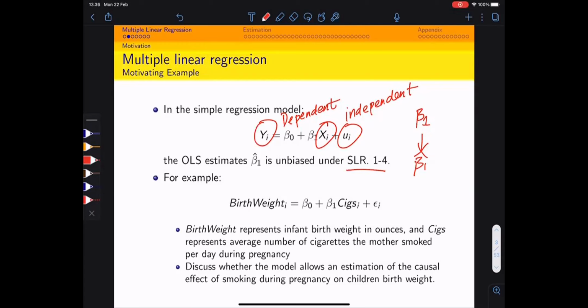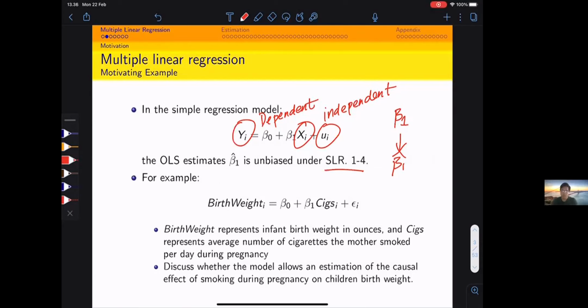Any thoughts, inputs, ideas, suggestions? Please unmute yourself and go ahead and give your thoughts. Anyone? Okay, Thorik, do you think that the simple model allows estimation of the causal effect of smoking during pregnancy? Oh, sir, can you hear my voice? Yes, go ahead.